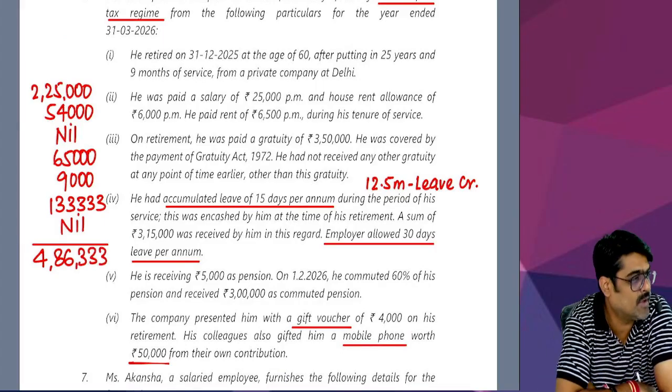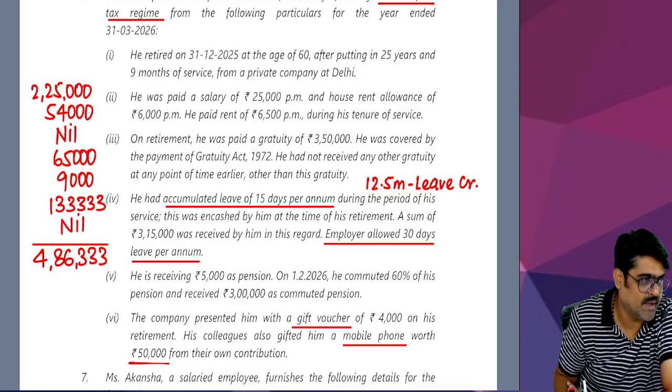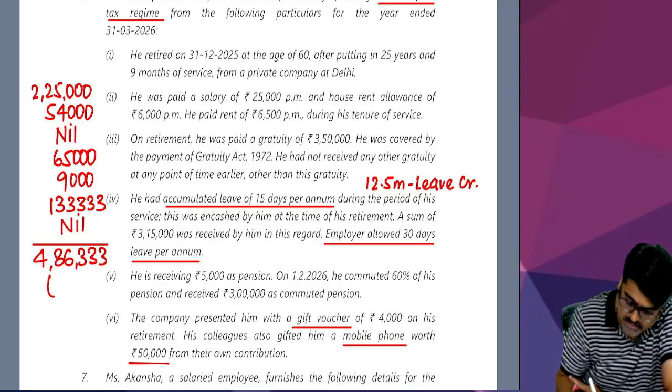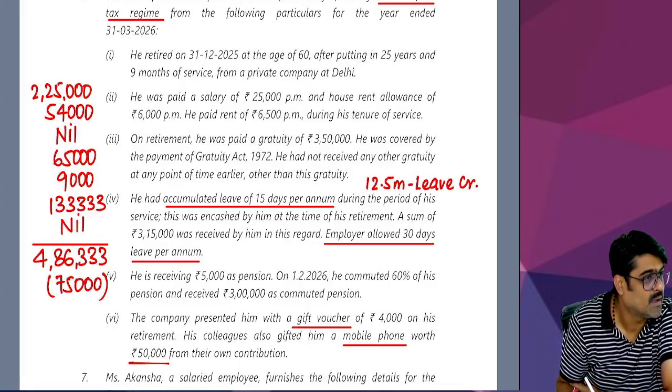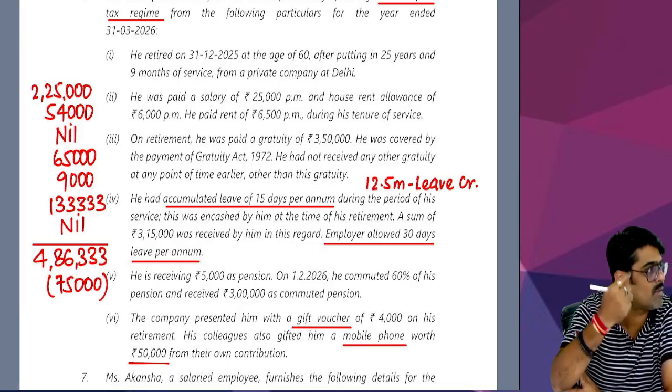4,86,333. This will be your gross taxable salary. Are you going to get any deduction out of this? Yes, standard deduction. How much? 75 or 50? Why 75,000? Default. Then 75,000 will be the standard deduction. Any other deduction? Entertainment allowance? Why? First of all, he is not a government employee, and second, he is following 115 BAC.